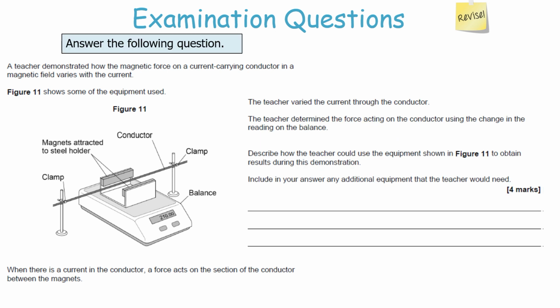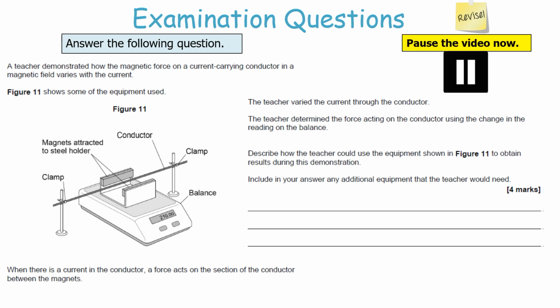The next question says, the teacher varied the current through the conductor. The teacher determined the force acting on the conductor using the change in the reading on the balance. So describe how the teacher could use the equipment shown in figure 11 to obtain the results during this demonstration. Include in your answer any additional equipment that the teacher would need. So pause the video now, then unpause the video when you want to go through your answer.